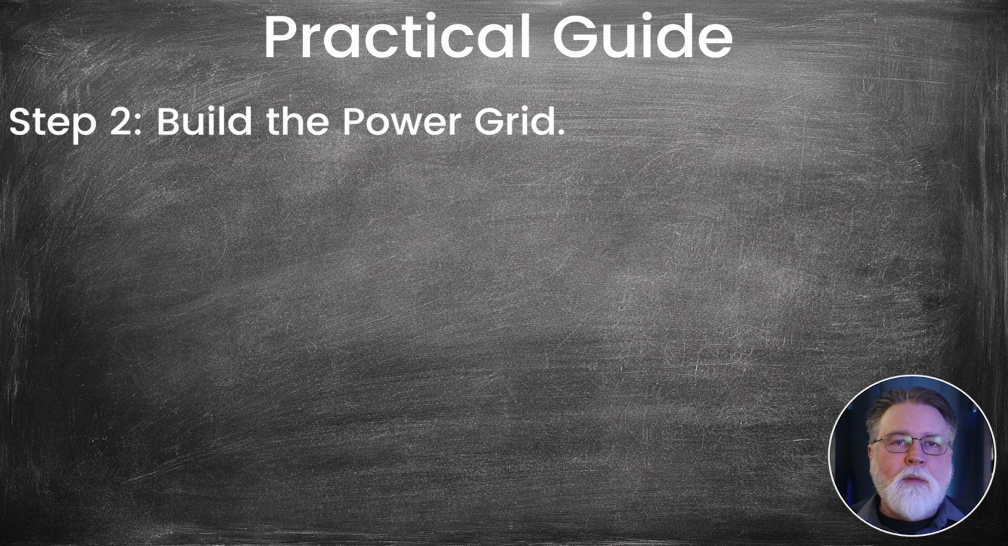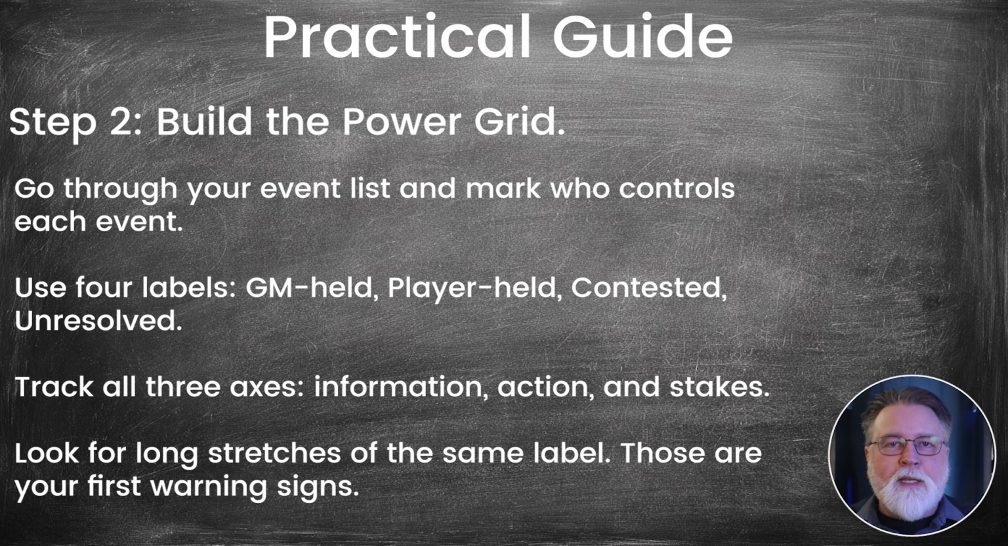Step 2. Build the power grid. Go through your event list and mark who controls each event. Use 4 labels: Game Master held, Player held, Contested, Unresolved. Track all 3 axes, information, action, and stakes. Look for long stretches of the same label. Those are your first warning signs.